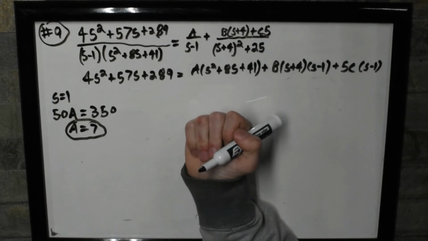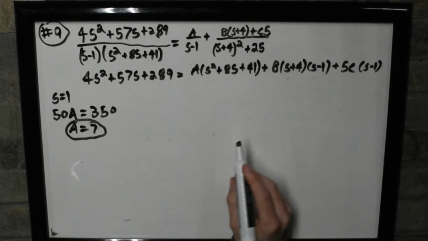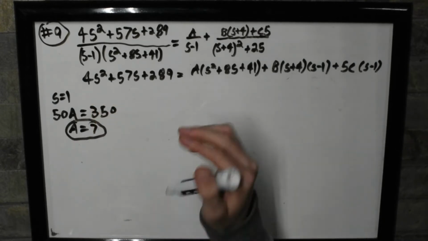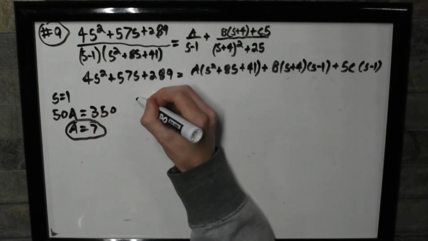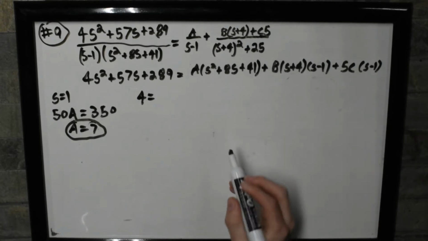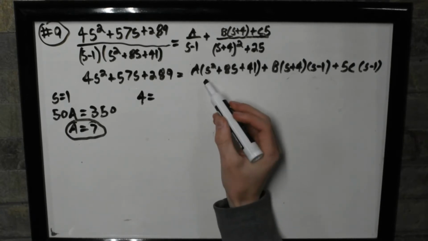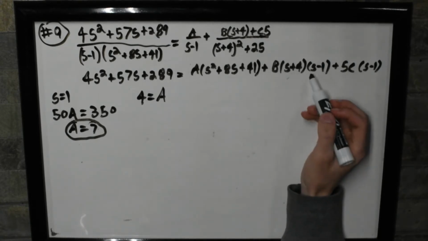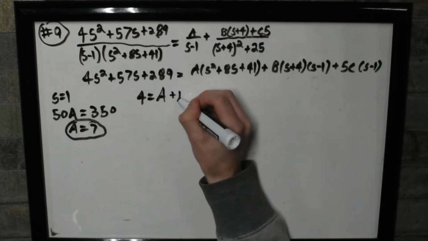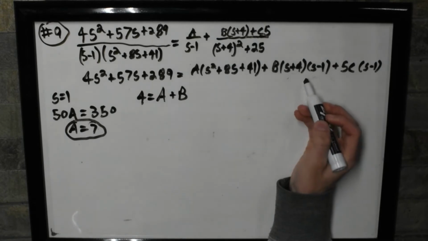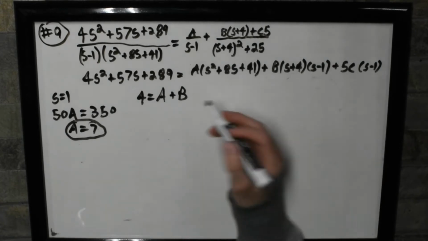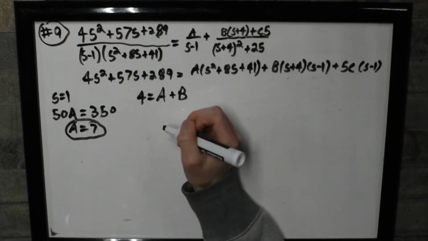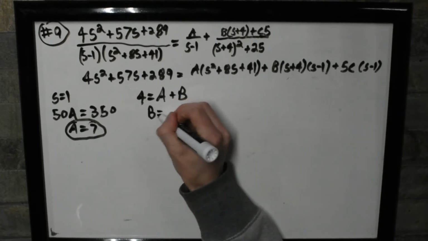Now what should we do? Well, I think we'd be best off if we group the s squared terms. So we have 4 is equal to any term that has s squared. Well, there's an s squared, so we have a. And if we distribute this, we'd get plus b, because that'd be s squared. And we know a is equal to 7, so 4 minus 7 is negative 3. b is equal to negative 3.